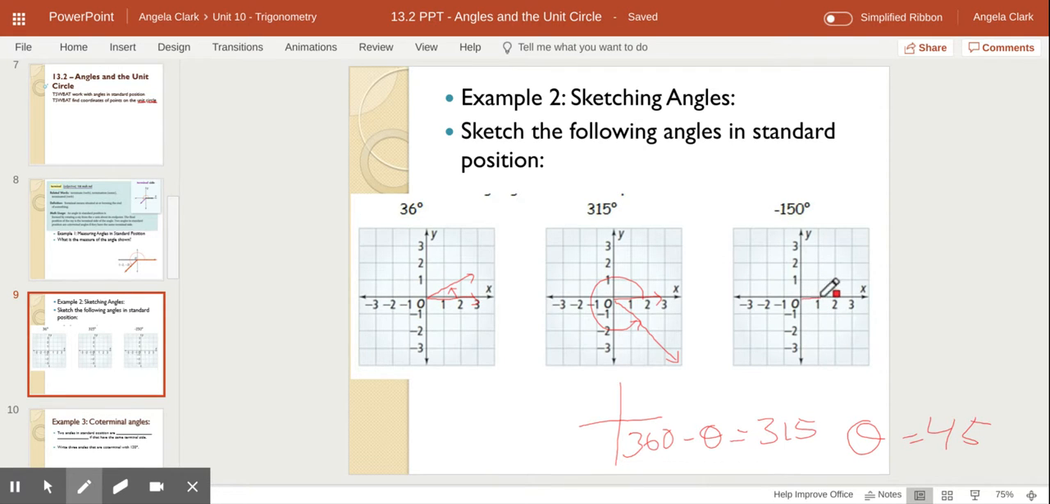So -150 is going to be going in the negative direction, or clockwise, right? We're going to be going around this way. -150 is between 90 and 180 in the negative direction. So -180 would be this, right? So -150 is going to be somewhere over here. And again, I want to figure out what my reference angle is. So if we remember from the last video, over here is 180 plus theta.